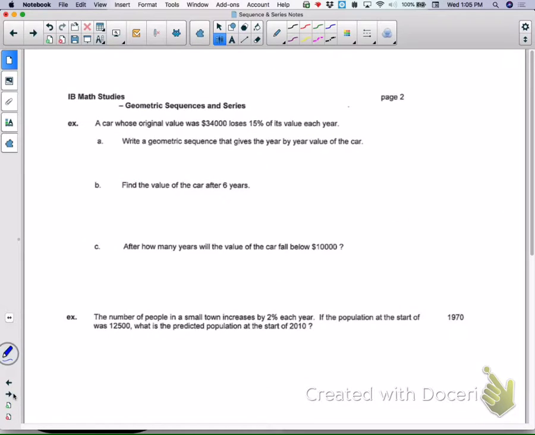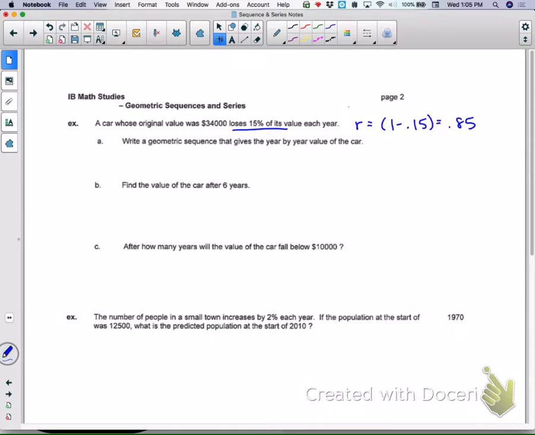Okay, next. We have a car whose original value was $34,000 and loses 15% of its value each year. Write a geometric sequence that gives the year-by-year value of the car. Okay, so they're wanting an equation for the sequence. In this case, we are losing 15% every year. We're going to lose the same percent. So this is going to be geometric because in order to lose a percent, that's going to be an r value of 1 minus 0.15, or 0.85. I'm going to multiply by 85% every year. That makes it geometric.